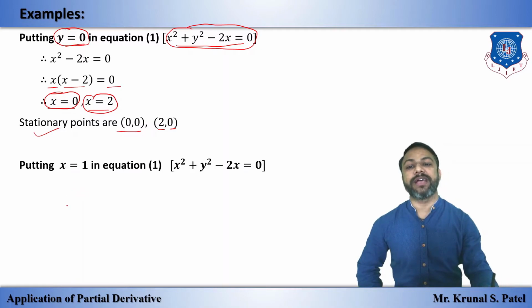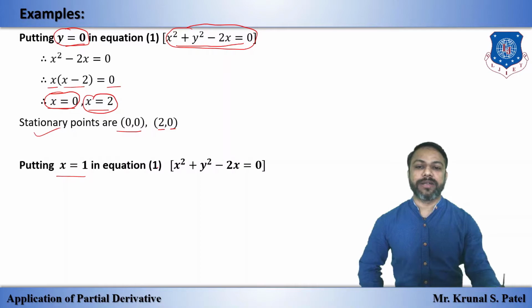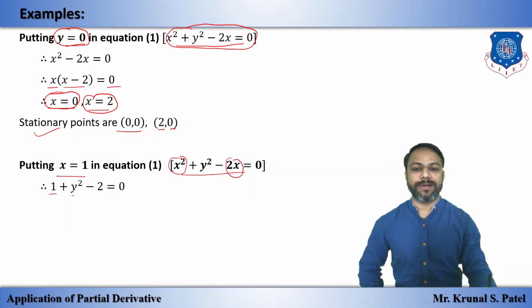Now in the same way, we have x is equal to 1. So by putting x is equal to 1 in equation 1, and what is equation 1? We know that. So put x equal to 1 here. So we have y square minus 2 plus 1, so we have y square minus 1. By factorizing this, we know that y minus 1 and y plus 1 is equal to 0.